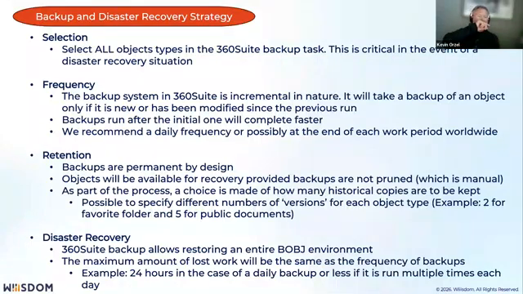Backups are permanent by design. Objects will be available for recovery, provided that backups aren't manually manipulated. So you need to choose how many historical copies are kept. Again, we back up at the object level. You can control how many backups of each object are retained. Is it one or two, or do you want 6, 10, 12, 18, 20? It's all up to you.